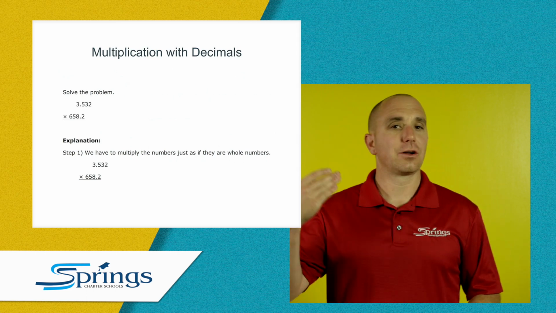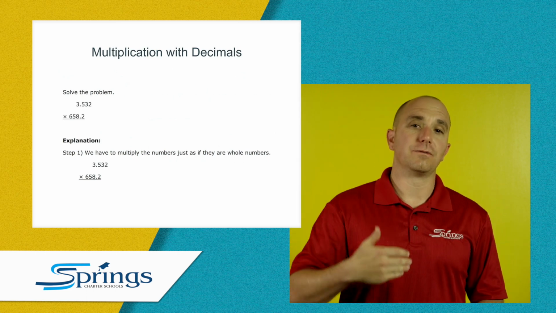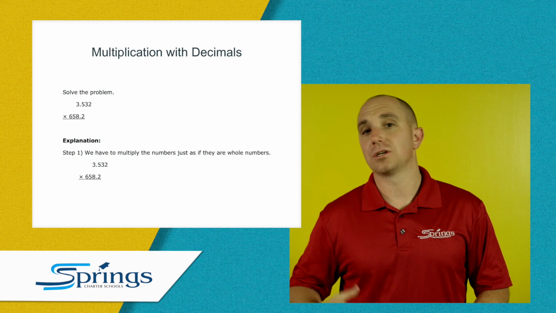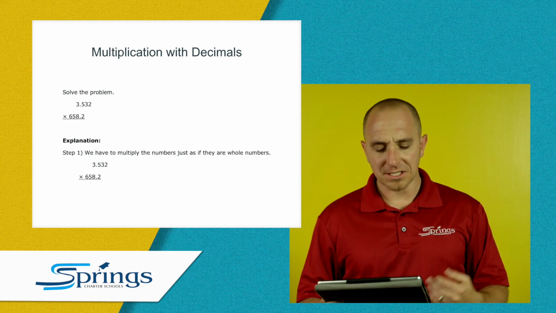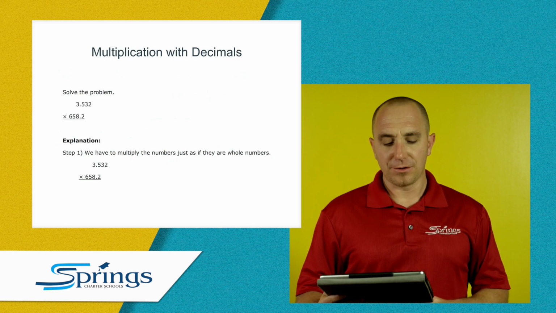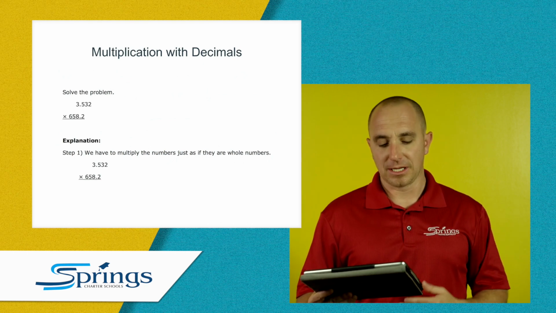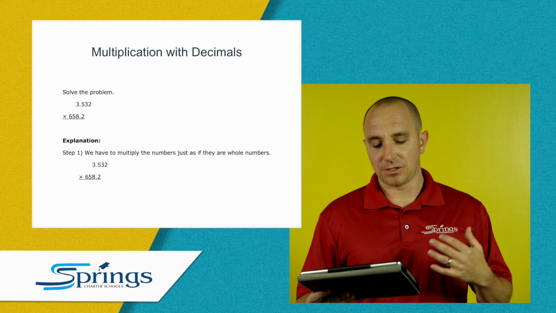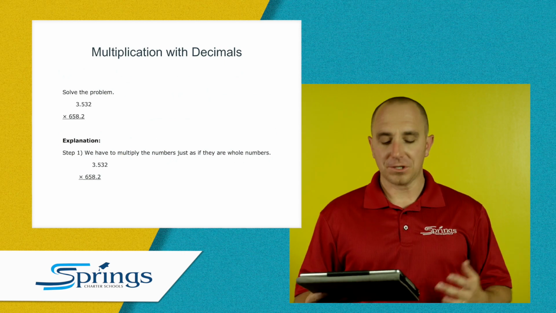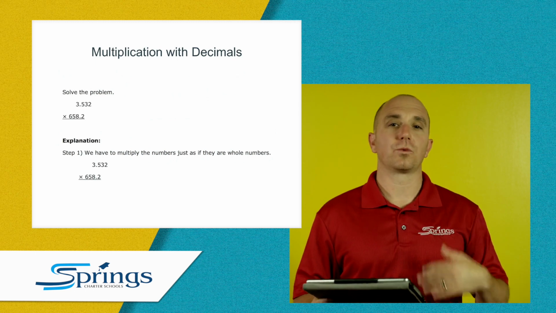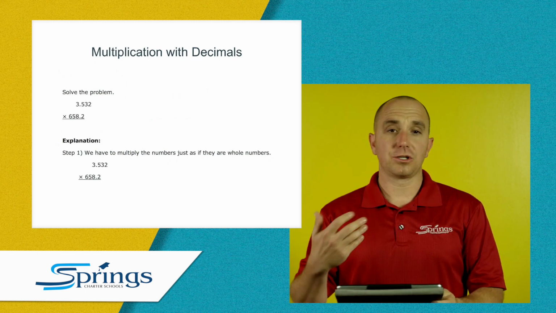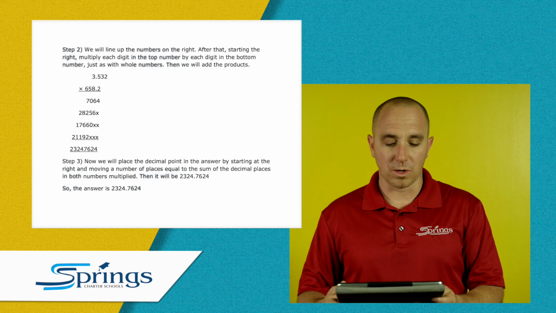So I'm going to go through this a little quickly because it's a review for you, and really it's just multi-digit multiplication and then a couple tricks with the decimal points. So let's solve the problem 3 and 532 thousandths times 658 and 2/10. The first step is that we're going to multiply the numbers just as we would with whole numbers. So we take our two numbers and multiply them just like we normally would.